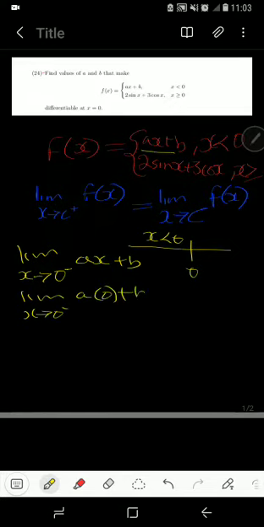Let's say the limit as x approaches 0 from the left. When you're approaching 0 from the left, it means x is less than 0, right? So in this case you go with the first function there. So we do this, ax plus b. You can substitute, where there is x you put 0, so 0 plus b, which means this limit equals b.